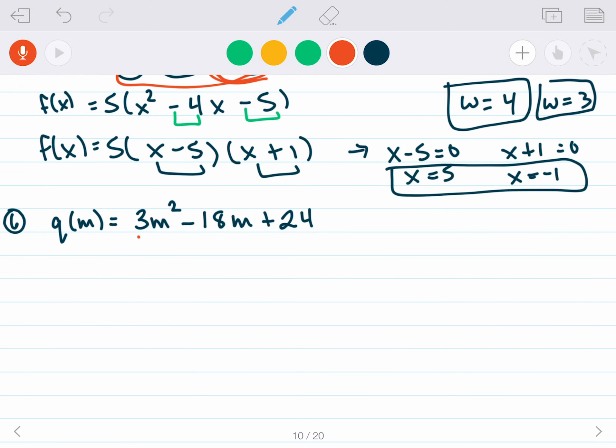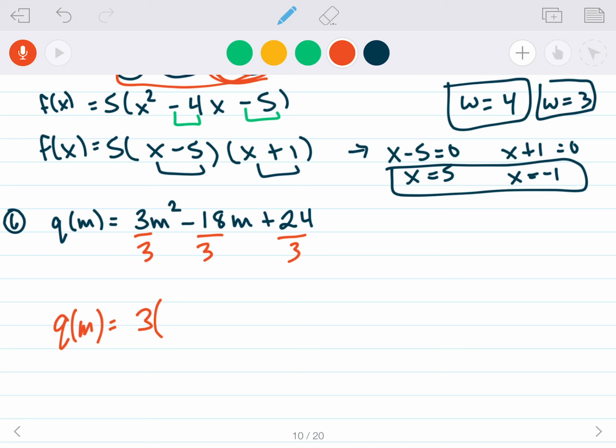So we are in standard form, so the only thing we know is that it's concave up because of this a value, and it crosses the y-axis at 24. But we're interested in the zeros. We're interested in where it crosses the x-axis, or in this case, the m-axis. That's our independent variable. What can I do? Well, I can pull out a 3, certainly. All 3 of these can be divided by 3. So let's go ahead and pull out the 3.